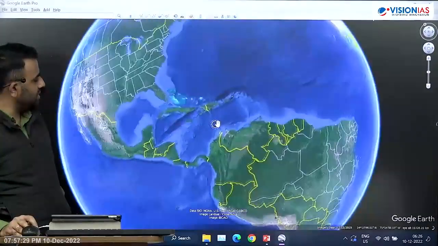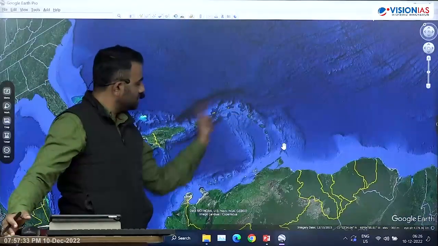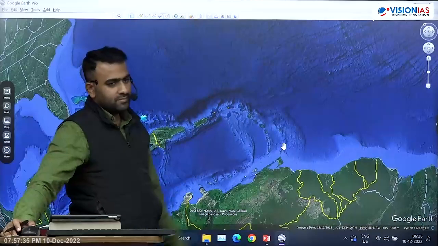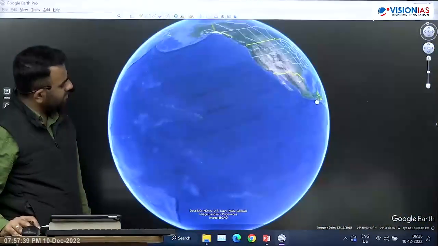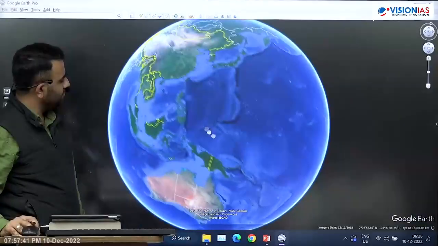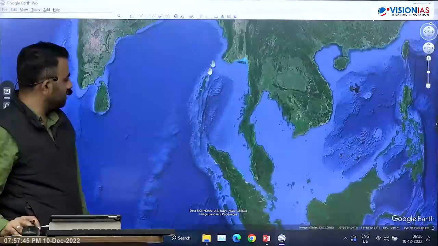So here there is a trench. Can you see this? This is a trench and this is island arc. ये कौन सा है? Caribbean Islands. Like that there are many island arcs across the world. अंडमान भी हो सकता है. देखो अंडमान भी आइलैंड आर्क है. यहाँ पर भी एक ट्रेंच है.